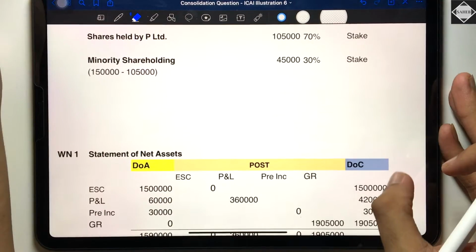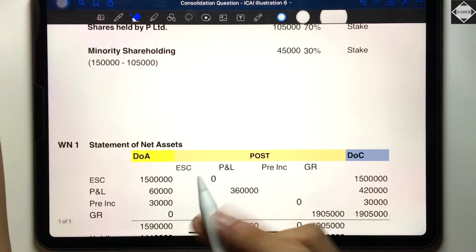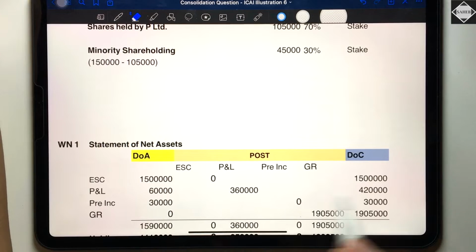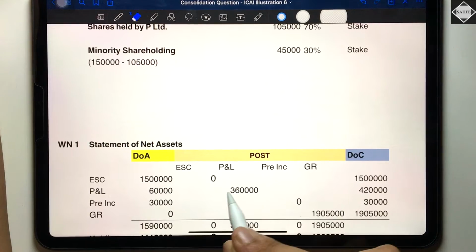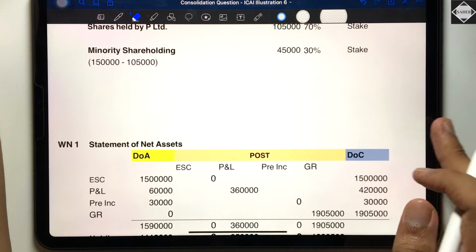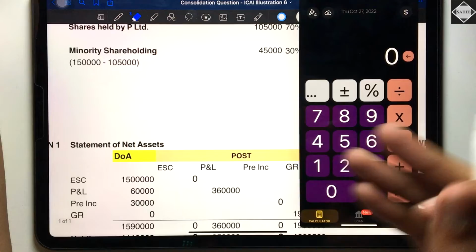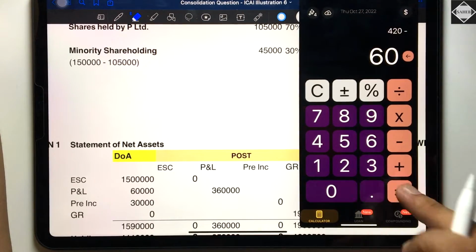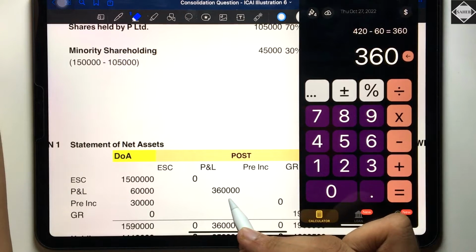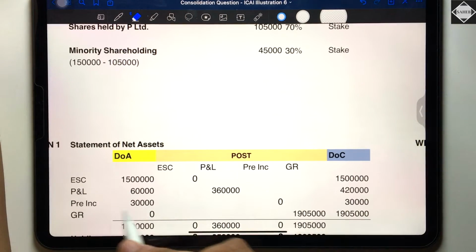Now do the comparison. 15 lakh, no movement in equity share capital. 60,000 and 4,20,000, movement is 3,60,000. This 3,60,000 is entirely the post acquisition profit and loss balance, the profit earned in the post period. So see, 4,20,000 minus 60,000, that's equal to 3,60,000. And then pre-incorporation, no movement at all. Of course, there will not be any movement.